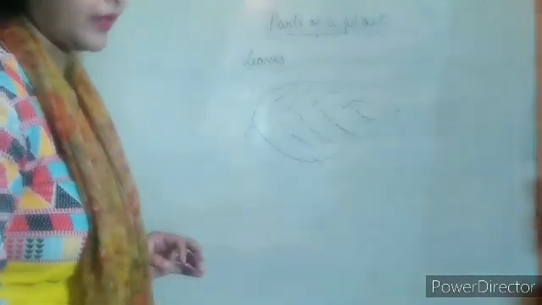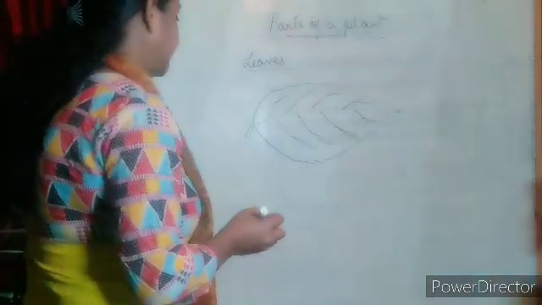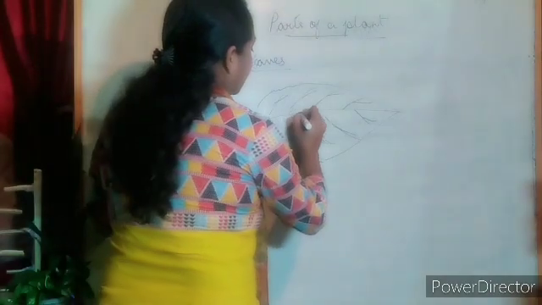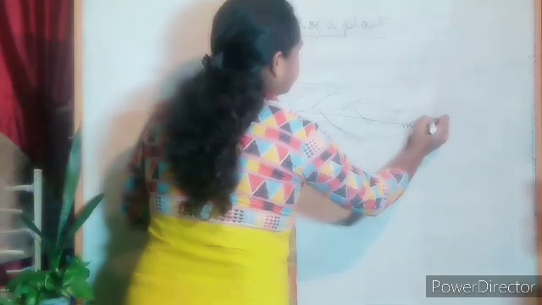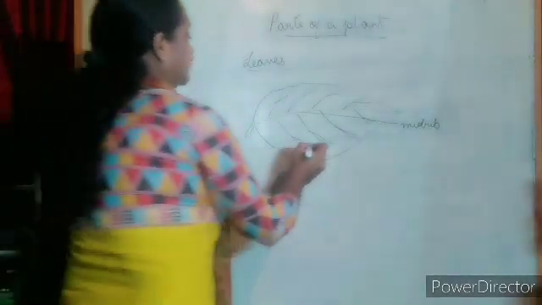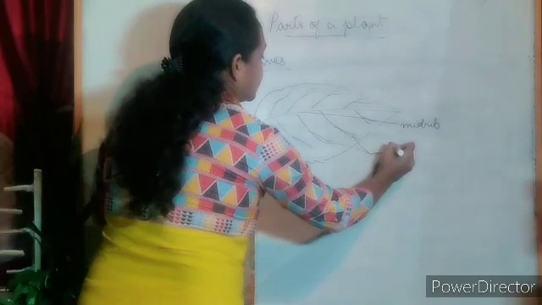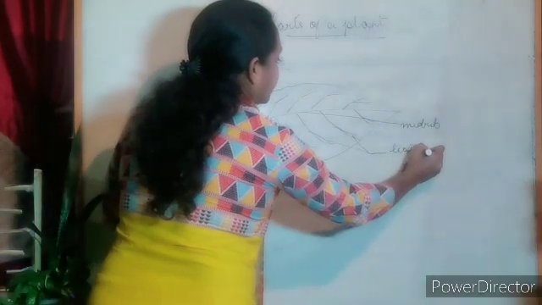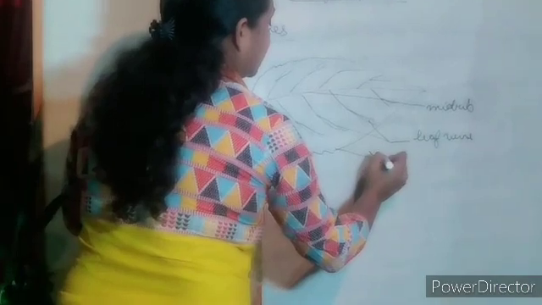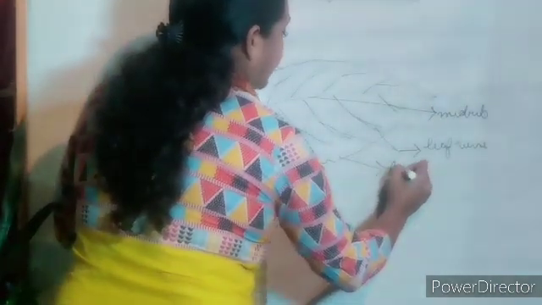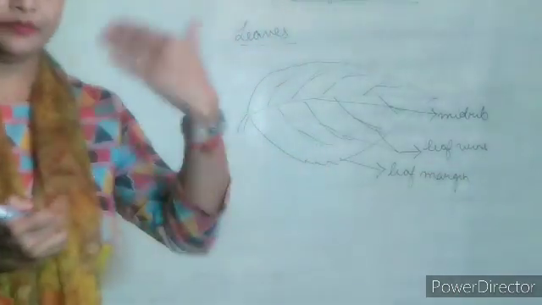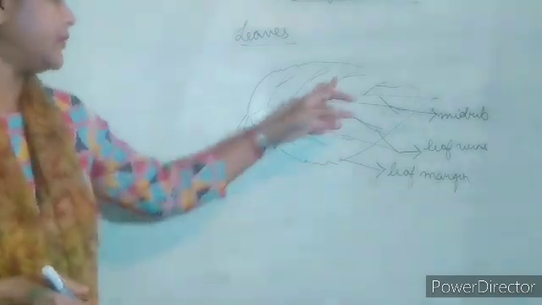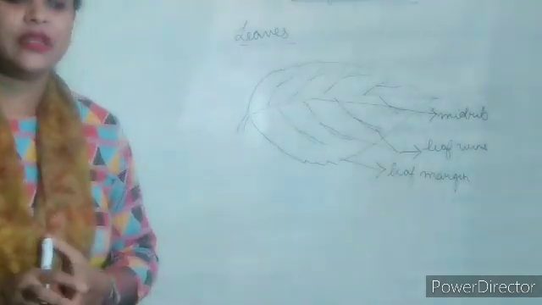So here in this diagram, this is the diagram of the leaf. This is your midrib, these are your leaf veins, and this is the leaf margin. So when you observe a leaf from the back, we will find these three things there.